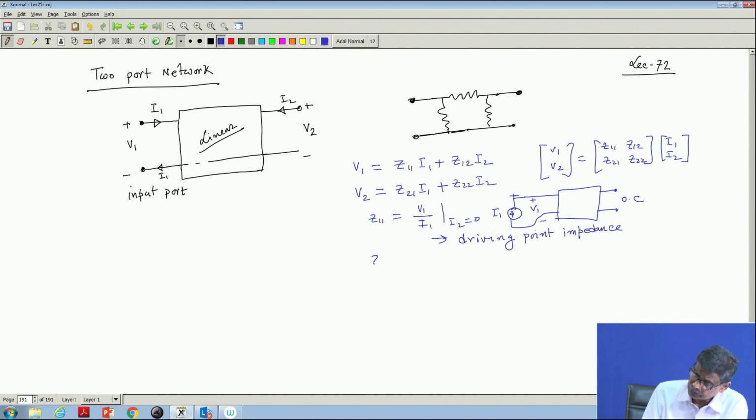Similarly, Z22 will be V2 by I2 with I1 equal to 0, that is, excite the other port with a current source I2 and find out the voltage between these two points with this side open. This is also another driving point impedance.